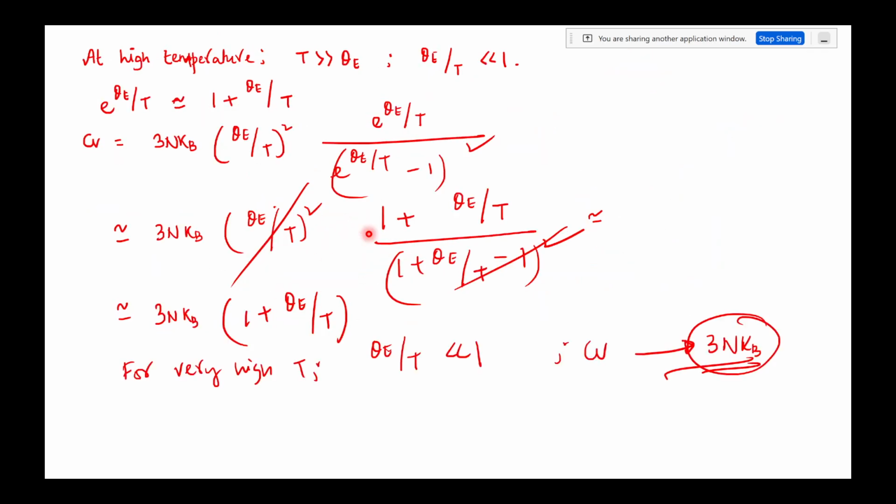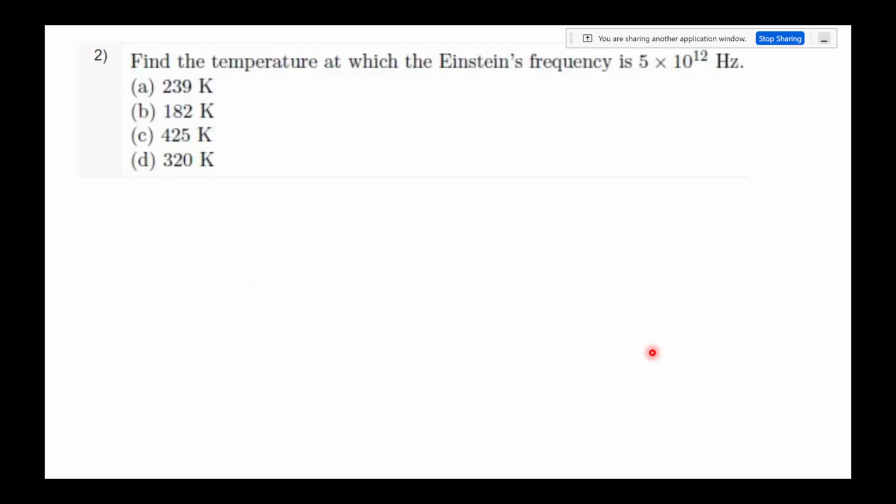But since we know that at higher temperature Dulong-Petit's law was valid, we have taken into account the higher temperature limit, where T is very much greater than theta e, which is the Einstein temperature. So their ratio will be very much less than 1, the exponential will be truncated in this way, and we have got that at higher temperature Cv converges to 3n kb. Okay, so lots of talking. I will proceed to the next problem.